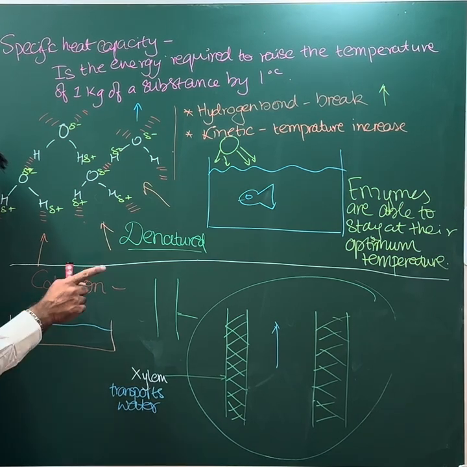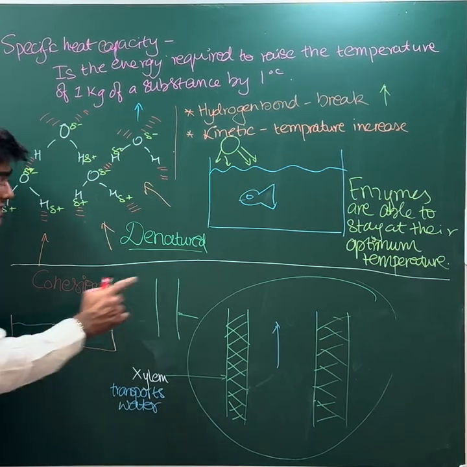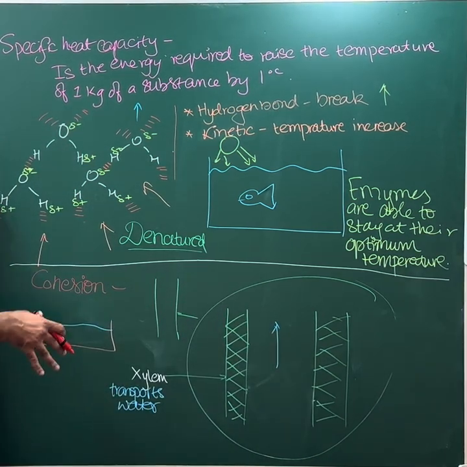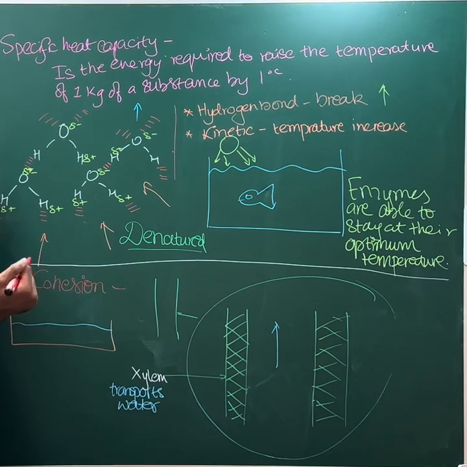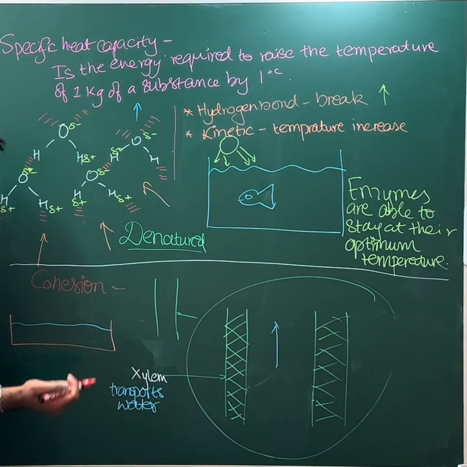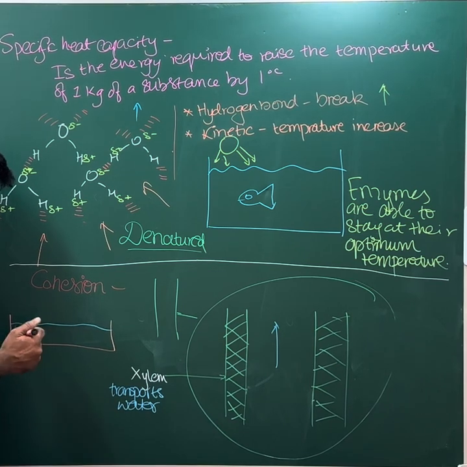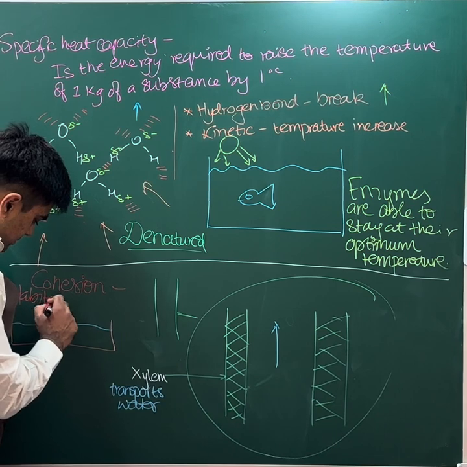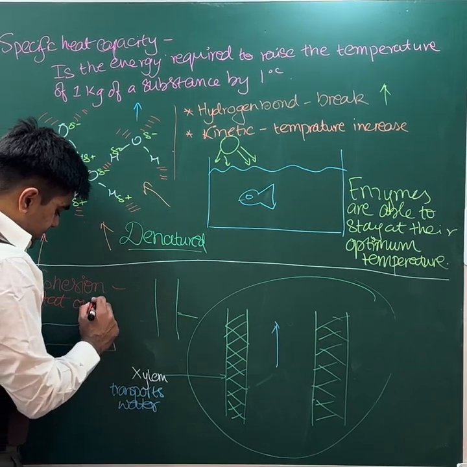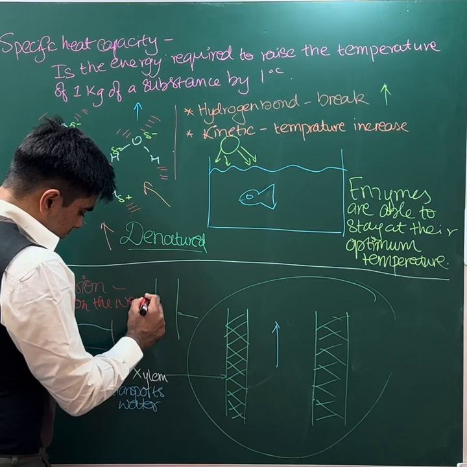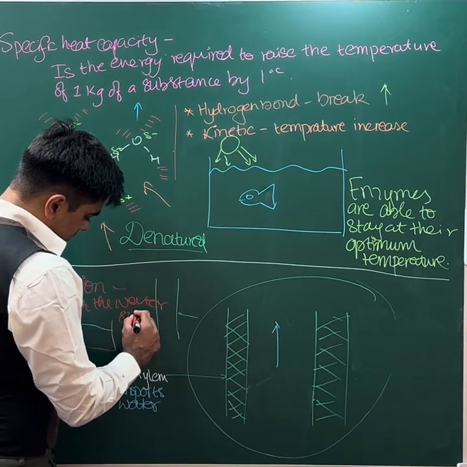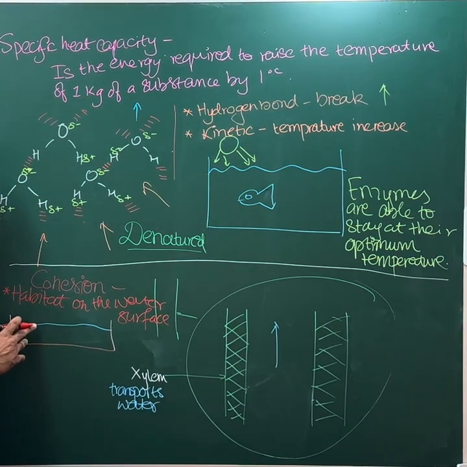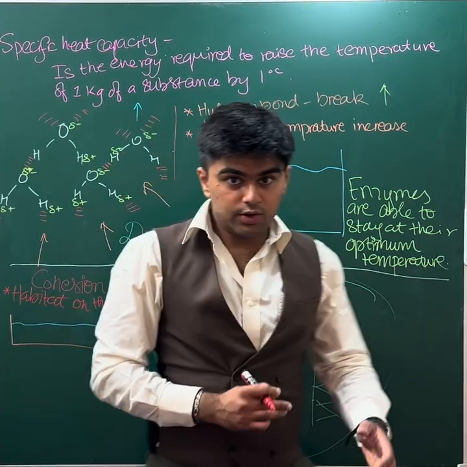So what are the two benefits of cohesion? The first benefit of cohesion is it allows for transpiration stream to occur, because all water molecules are pulled together, and hence there can be a continuous stream of water. The second benefit is that it provides a habitat on the water surface. So that's what you need to know about cohesion.